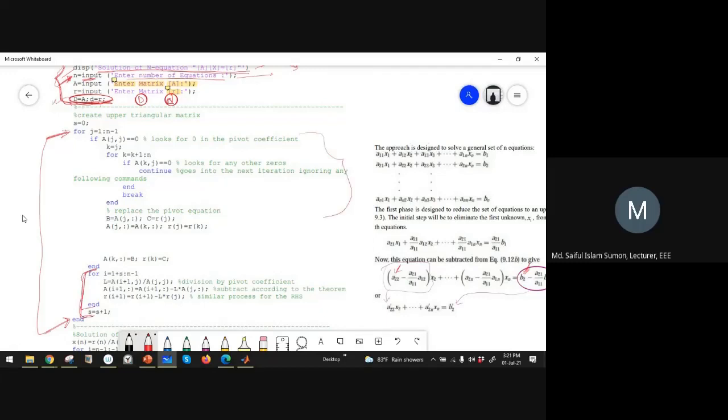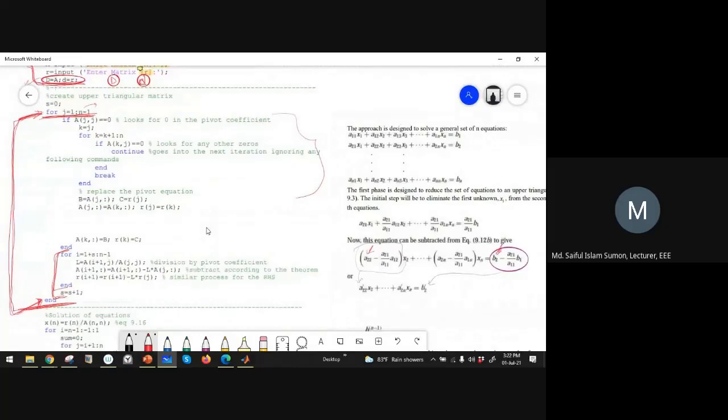So my for j is equal to 1 to n minus 1. This loop has started from here and it has ended here. This is the loop and it is going to work for j is equal to 1 to n minus 1. Can anyone guess why n minus 1? Because we need how many manipulations? N minus 1 manipulations. Very good.